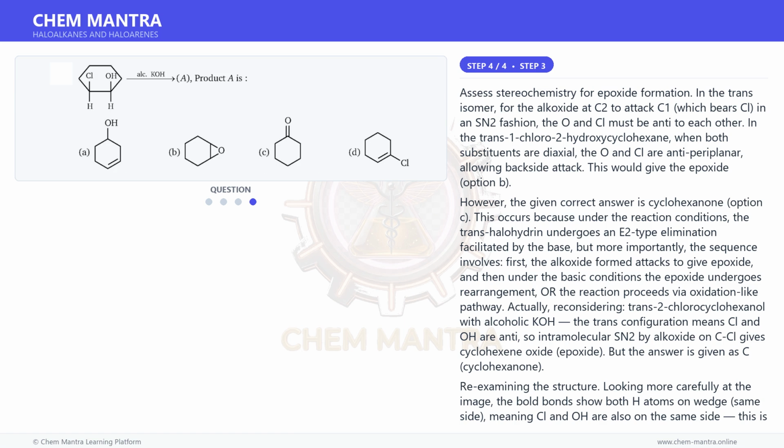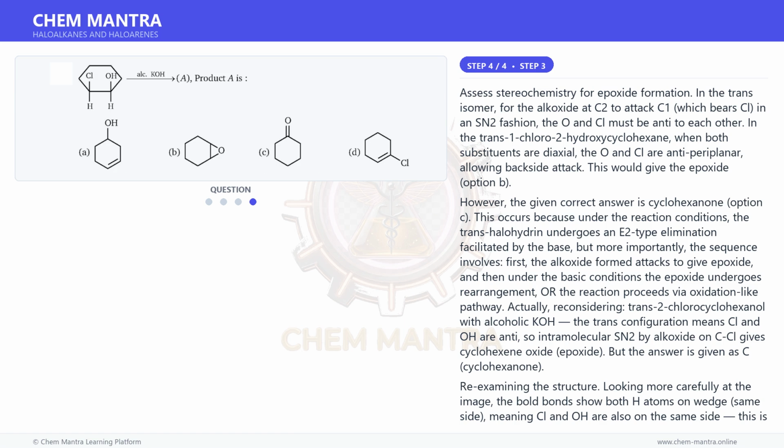The cis halohydrin can also tautomerize, or the base abstracts the H on the carbon-bearing OH, leading to an enol which tautomerizes to cyclohexanone. Specifically, KOH can cause dehydrohalogenation to give the enol, vinyl alcohol form, which tautomerizes to cyclohexanone. This is the Favorskii type or halohydrin to ketone conversion: cis-2-chlorocyclohexanol plus KOH gives cyclohexanone plus KCl plus H2O via E2 on the C-H adjacent to O, forming the enol, which tautomerizes to the ketone.